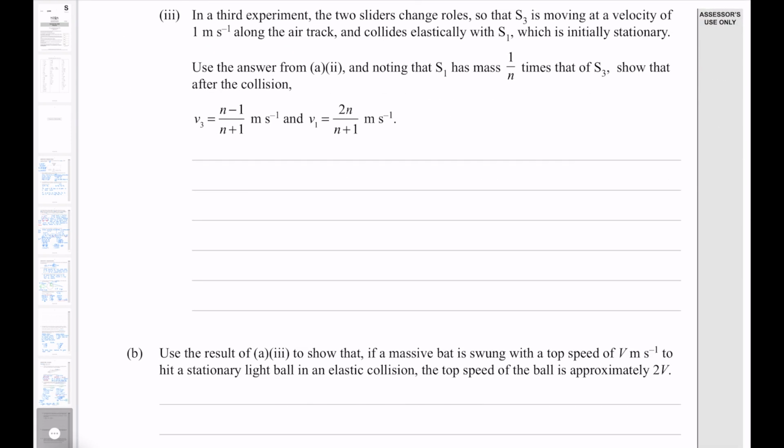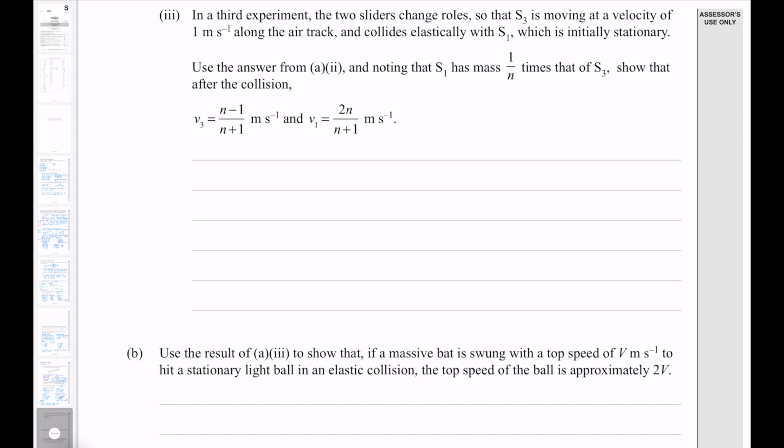In a third experiment, the sliders change roles so that S3 is moving at a velocity of 1 meter per second along the air track and collides elastically with S1, which is initially stationary. Use the answer from AII, and noting that S1 has a mass 1 over n times that of S3, show that after the collision, these two equations are true.